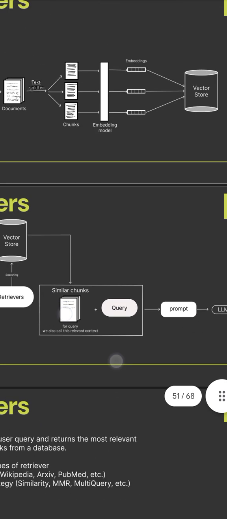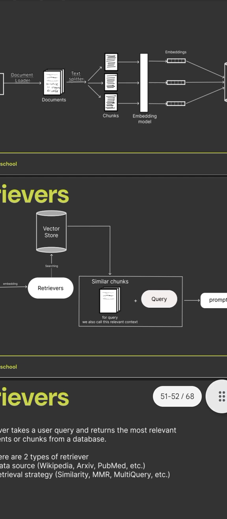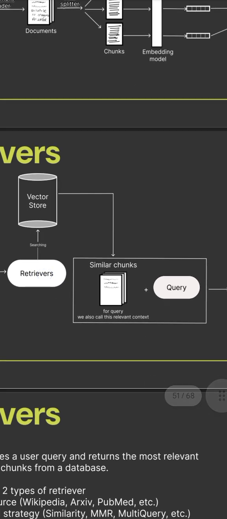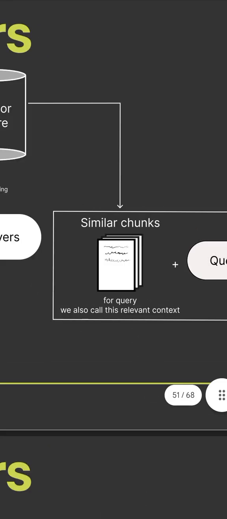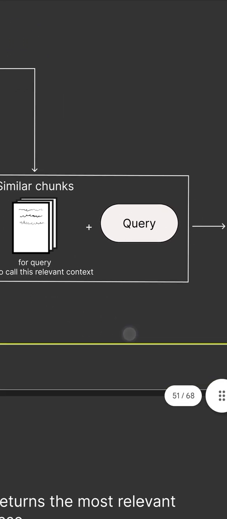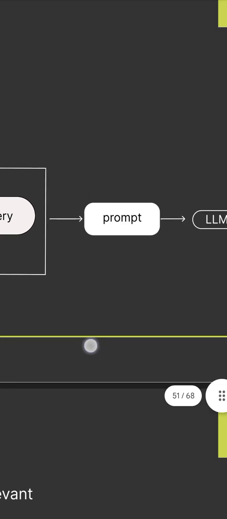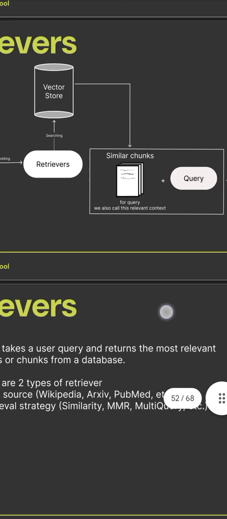Okay, so we have the similar chunks we find for the query. We also call this relevant context. Relevant context plus query plus the prompt is then given to the LLM, and the LLM provides us the answer.